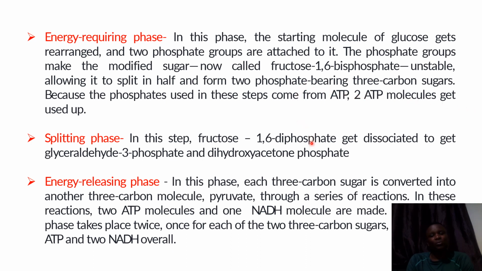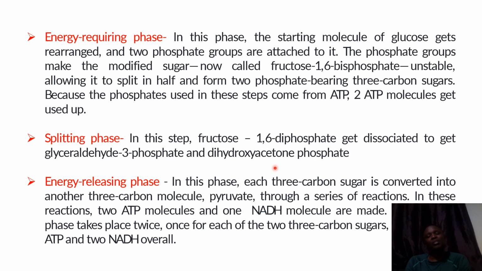Now, for example, in the energy releasing phase, the 3-carbon sugar is converted into pyruvate. Pyruvate has some other functions which it performs in other pathways in the body, as we are going to see in our upcoming lectures.